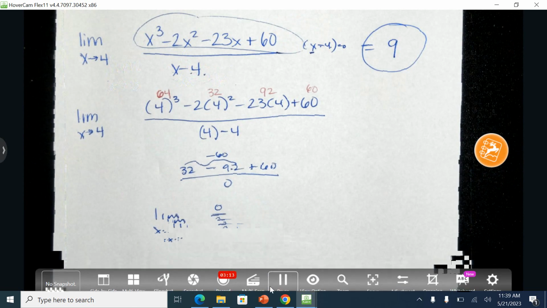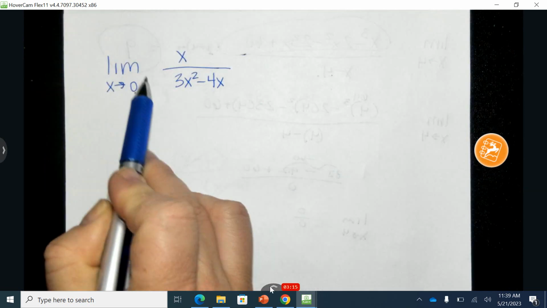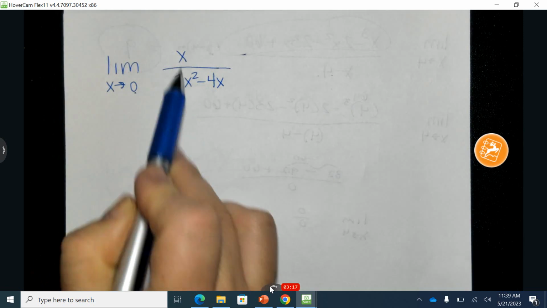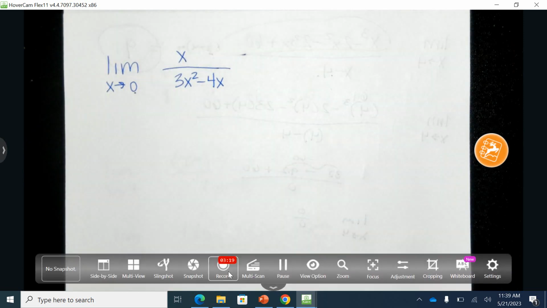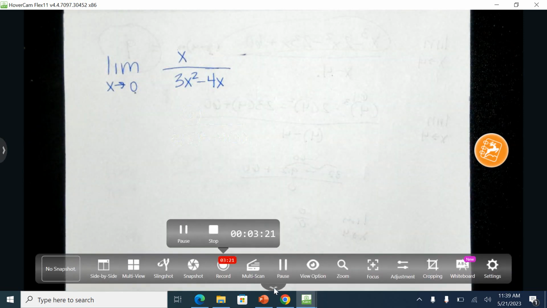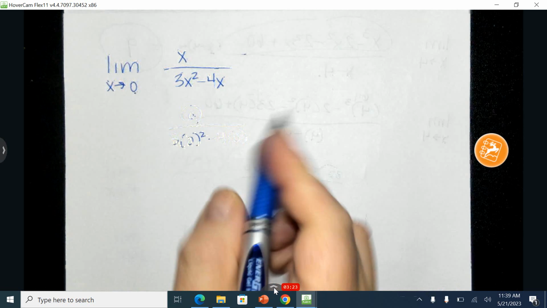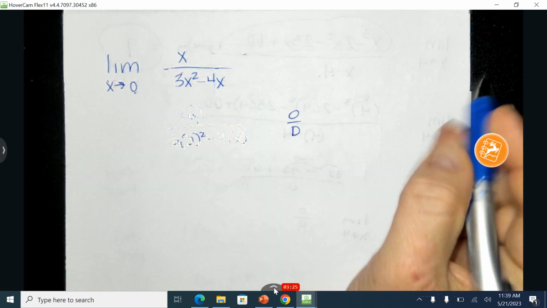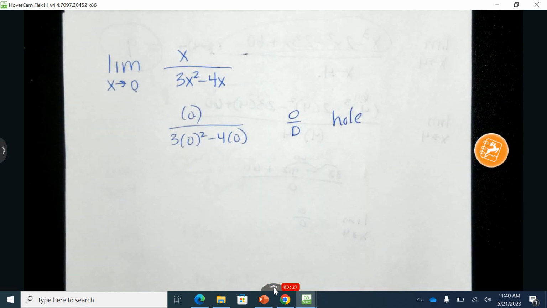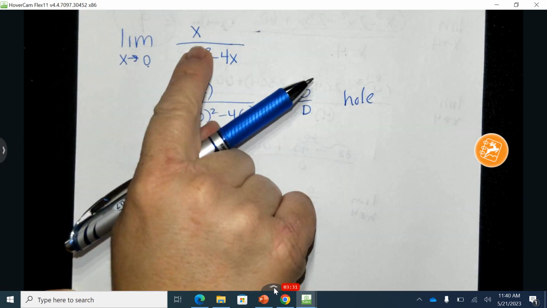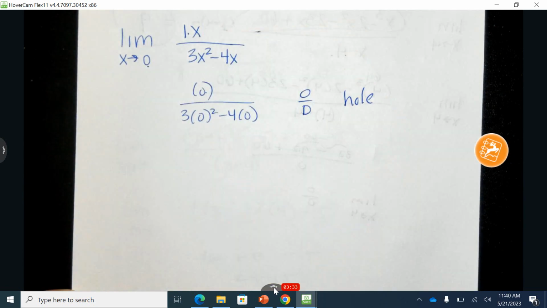The first thing I'm going to do is start by taking 0, the provided value, and substitute it in wherever I see an x. And by doing so, I get 0 over 0. So what does 0 over 0 mean? It means there's a hole in the function. We need to find a way to factor out something. So I want to factor out an x. Remember, this is really like 1x.